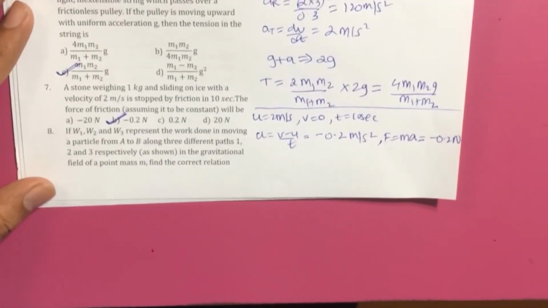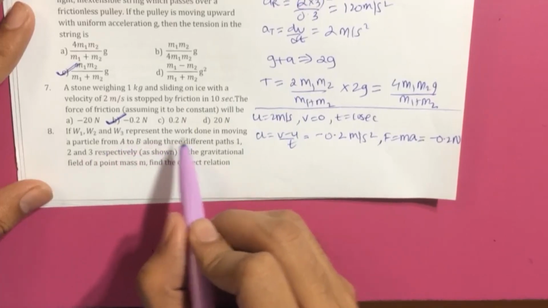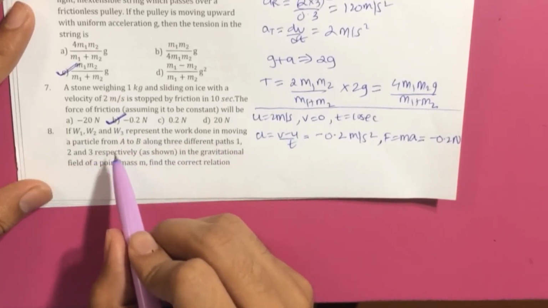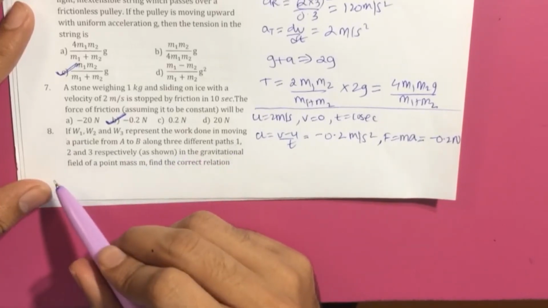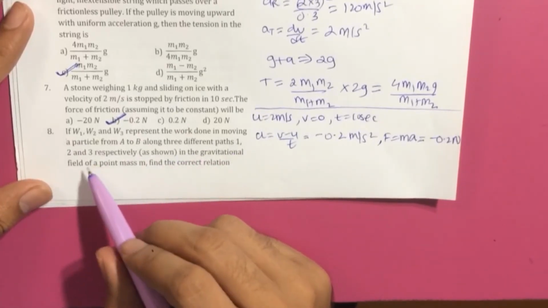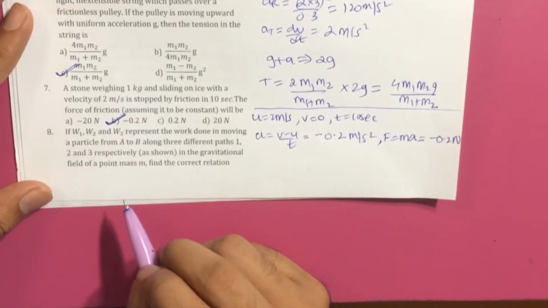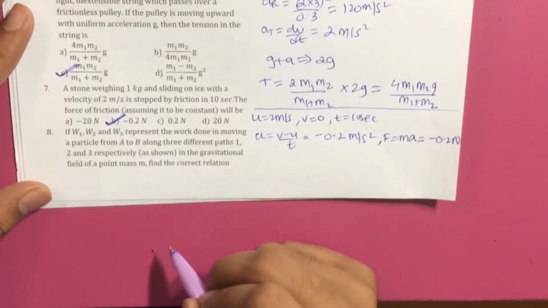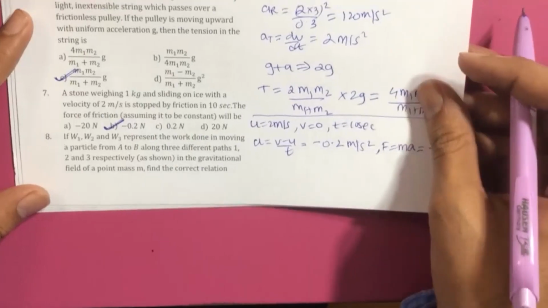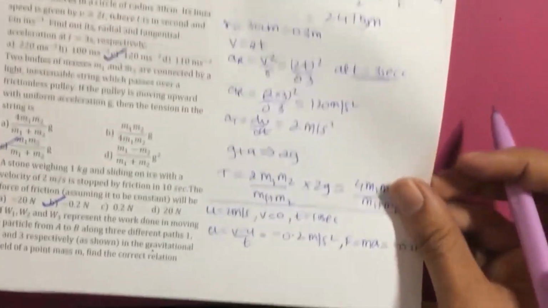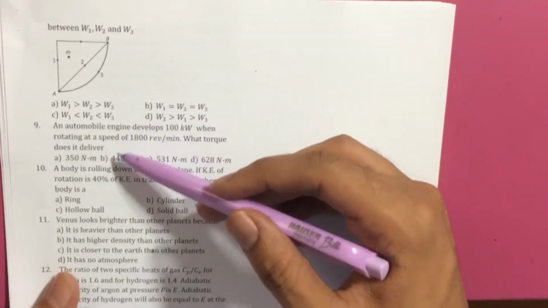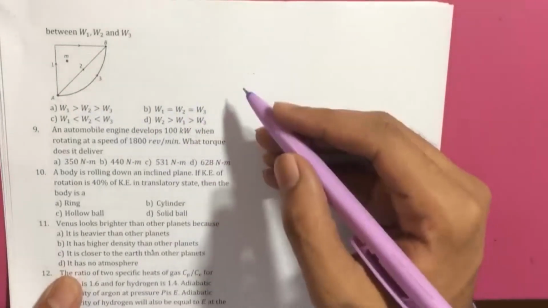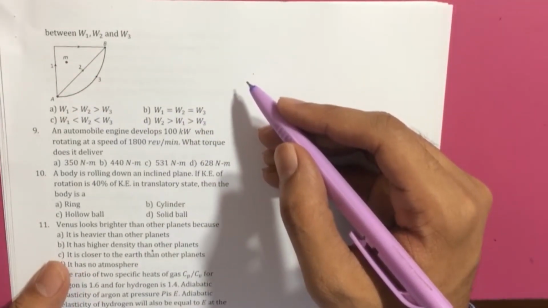Question 8. If W1, W2, W3 represent the work done in moving a particle from A to B along three different paths 1, 2 and 3 in the gravitational field of a point mass M, find the correct relation. So we are supposed to find the correct relation between W1, W2, W3.